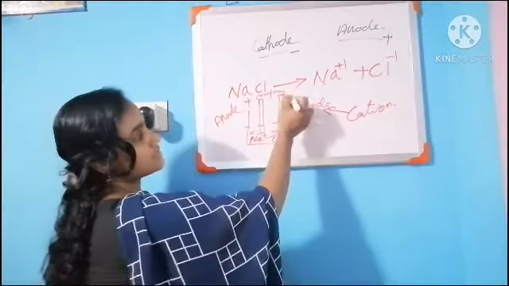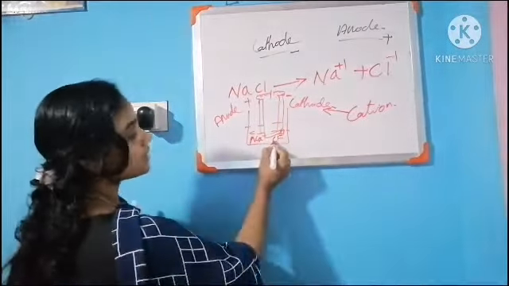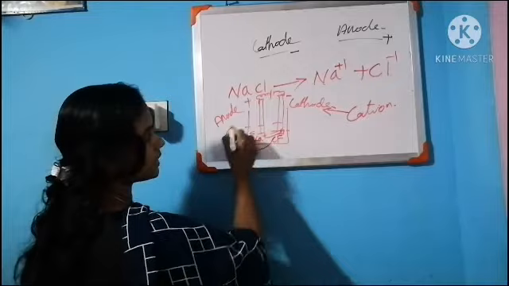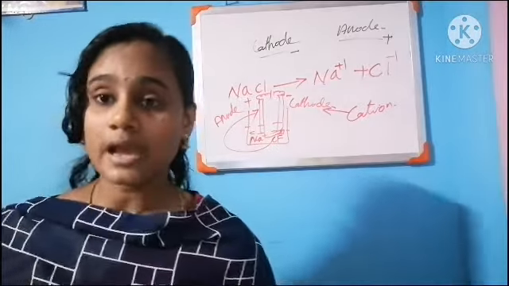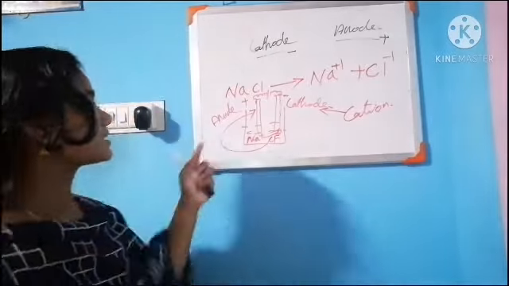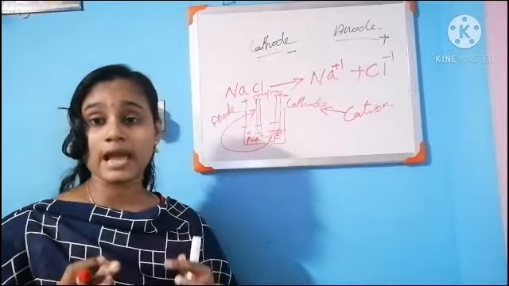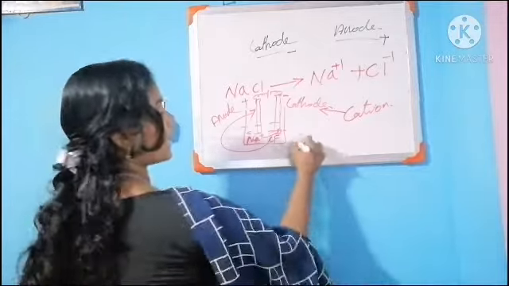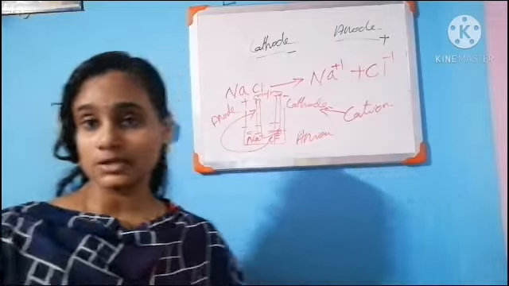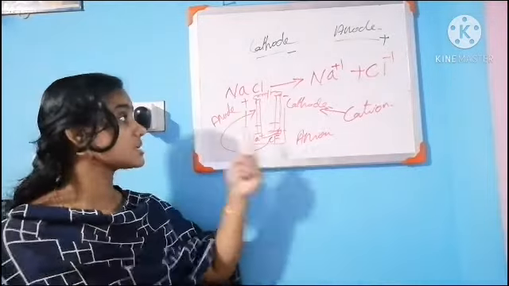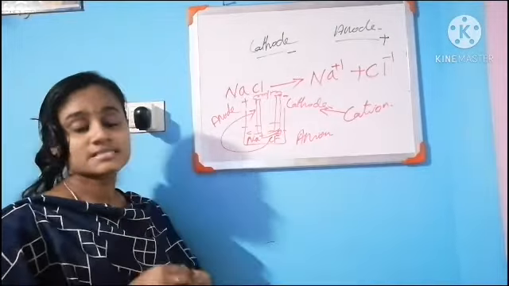Chloride is a negatively charged ion. The cathode is negative, so negative repels negative. So chloride ions will migrate to the anode. Which ion migrates to the anode? That is called an anion. Is it clear?